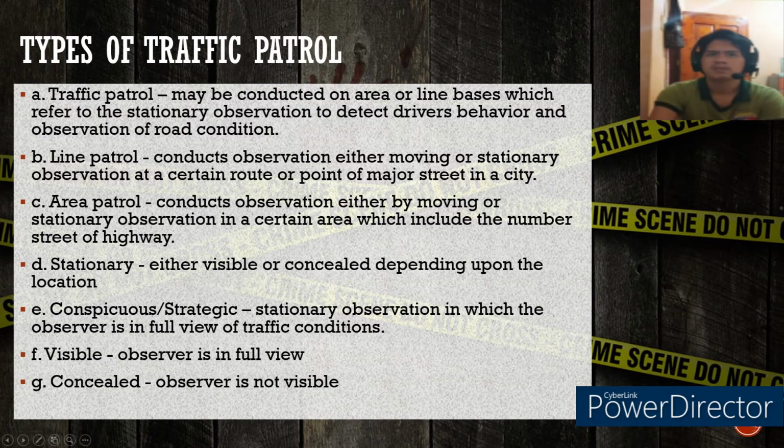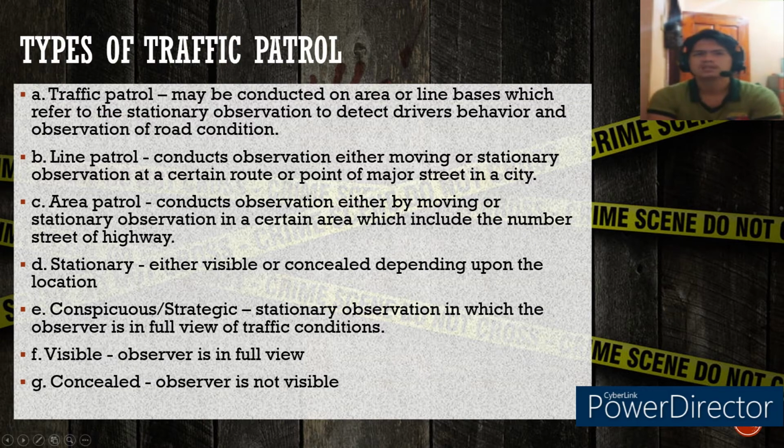While the area patrol conducts observation, either moving or stationary, in a certain area which includes a number of streets or highways. They conduct stationary and moving patrol in a number of streets and highways. In this type of patrol, the area of responsibility is much larger than the line patrol because it consists of multiple streets. So magrobing sila dere in a large area.